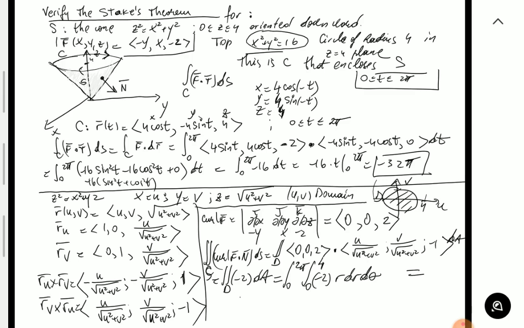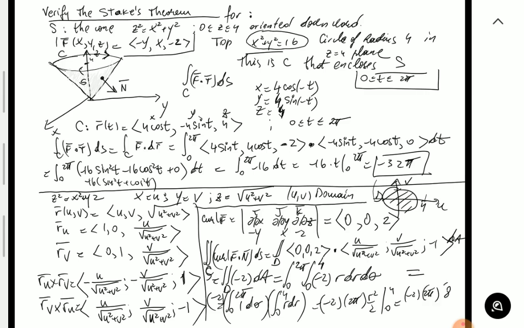Finally, this splits into a product of two integrals, of 1 d theta and then of minus 2, I can put the minus 2 out, and then of r dr. Minus 2 pi, r squared over 2 between 0 and 4. That's minus 2 pi times 16 over 2, which is 8. So altogether, as expected, minus 32 pi. All right, so this is Stokes' theorem.